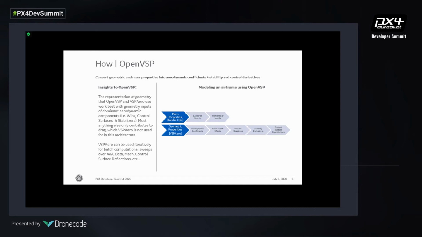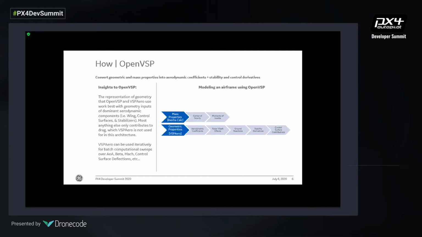We then took the geometric properties and built a geometric model in OpenVSP. Now, one of the key insights in OpenVSP is how the solvers are set up, specifically within VSP Aero, which is kind of the, I'd say more the back end of the aerodynamic analysis. The simpler geometrically, the better it will perform.